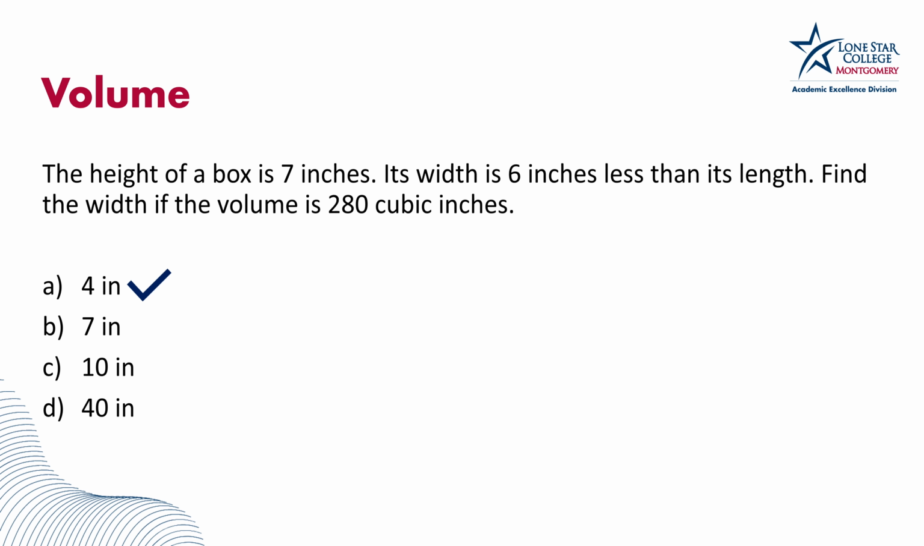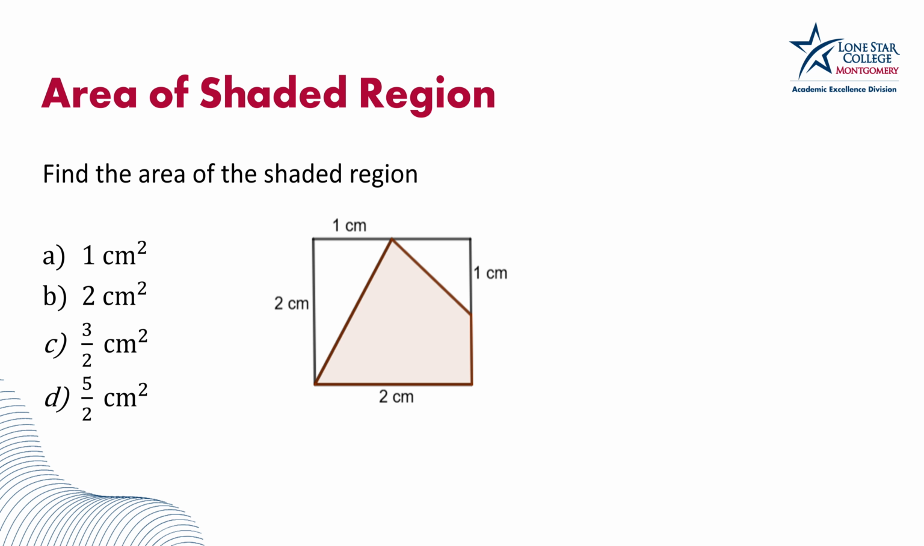A lot of times we might jump ahead and say, oh, our answer choice is C. But in fact, the question is asking for the width. So that'll be x minus 6. So 10 minus 6, which gives us 4. Now we have: find the area of the shaded region.